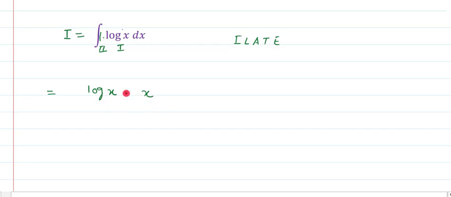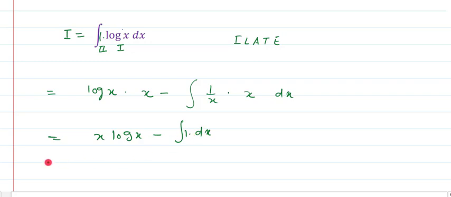So it is first function into integration of 1, that is x, minus integration of differentiation of first, which is 1 upon x, into integration of second, which we have already calculated as x, and then dx. So it is equal to x log x minus integration of 1 dx. What is the integration of 1? It is x. So the answer is x log x minus x plus c. Isn't it very simple? Easily you can calculate these integrations by using by parts.